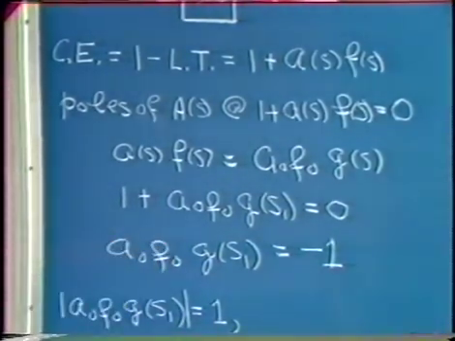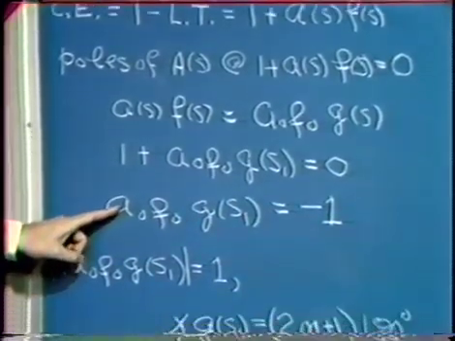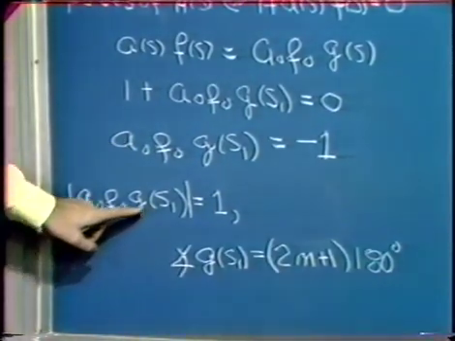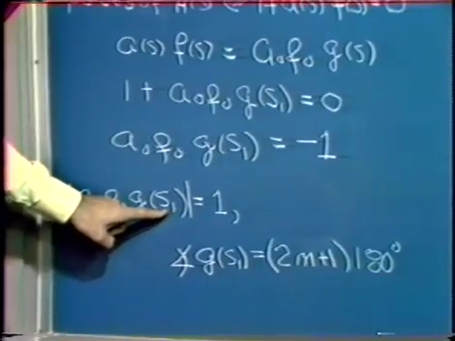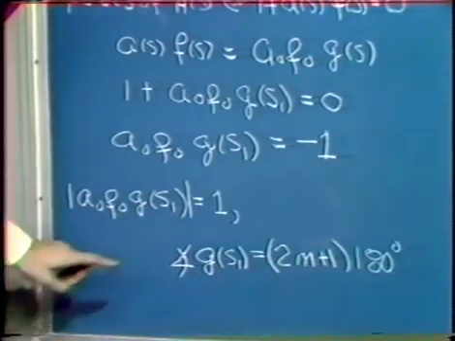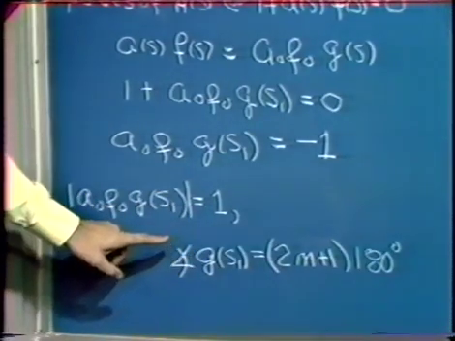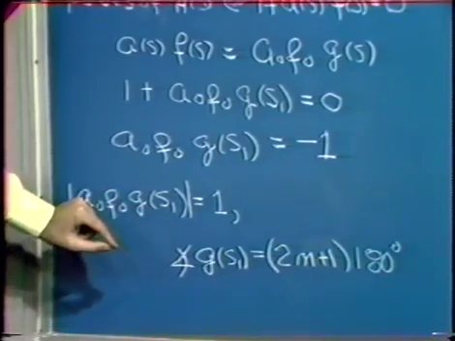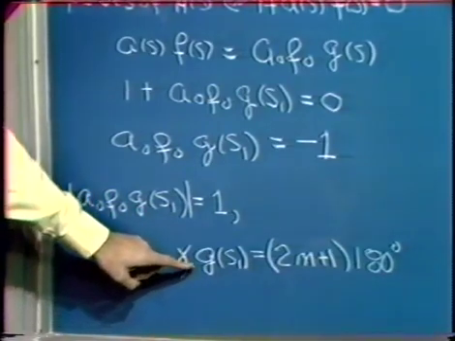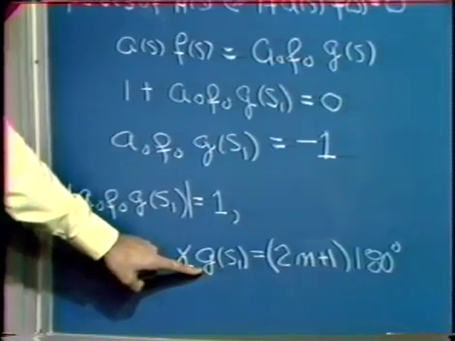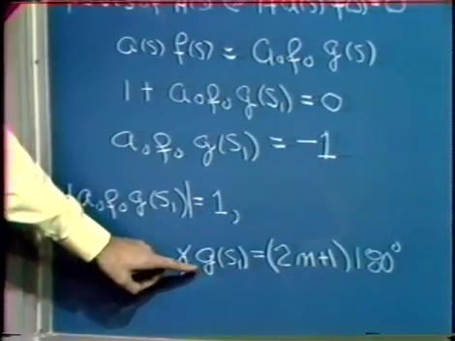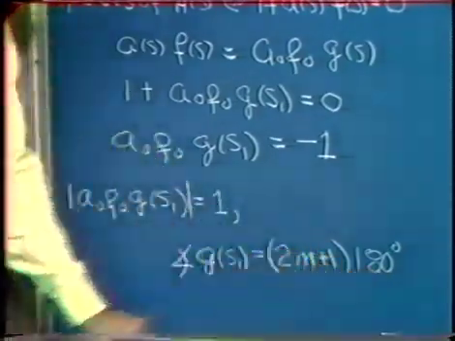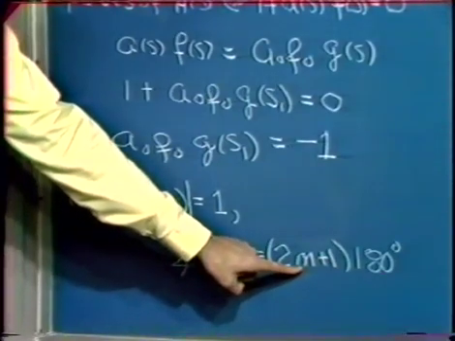Since A naught F naught G of S in general is a complex number, we have to satisfy two conditions simultaneously to make it equal to minus 1. In particular, the magnitude of A naught F naught times G of S evaluated at the point S equals S1 must be equal to 1. And simultaneously, the angle of the transfer function A naught F naught G of S evaluated at the point S1 has to be equal to an odd multiple of 180 degrees. However, since we've chosen to include all of the dynamics of our loop transmission in the quantity G of S, the angle condition reduces to simply having the angle of G of S1 being equal to an odd multiple of 180 degrees, where we recognize in this expression n is an integer.